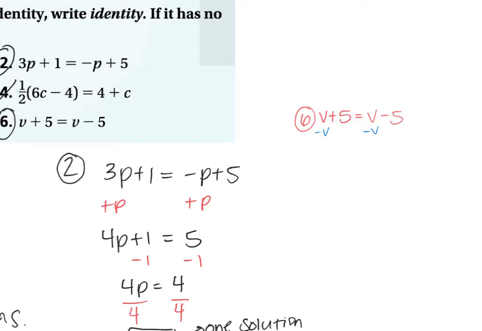What happens on the left side? It's no identity, or no solution. 5 equals negative 5. Why is this no solution? Because they don't equal the same. Very good. If you ever get a number that is not equal to the other number, it is no solution. In no way, shape, or form can you have 5 equal to negative 5. What's up, Brioni?